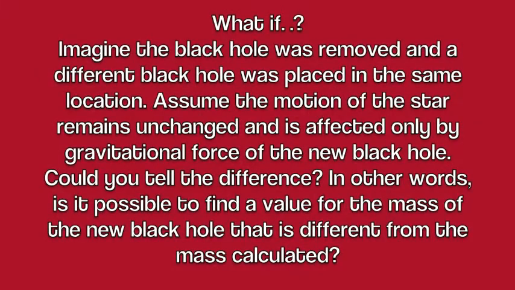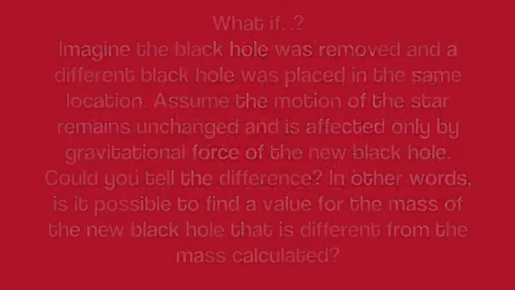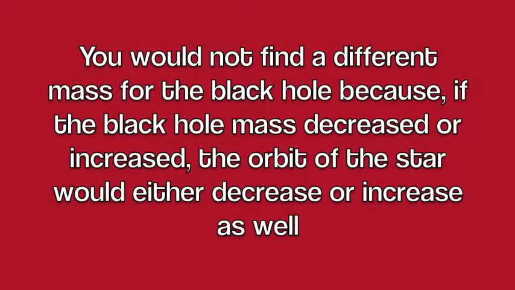The what-if question asks that if the orbit of the star were to remain the same, could a different mass of the black hole be calculated? No, there is no way to increase the mass of the black hole without increasing the gravitational pull of the black hole on the star, therefore decreasing the star's orbit around the black hole. If the black hole's mass decreased, there would be a smaller gravitational pull and a larger orbit of the star around the black hole.